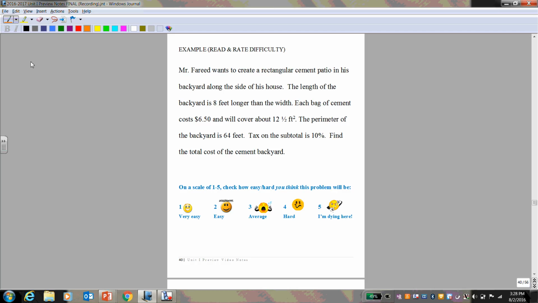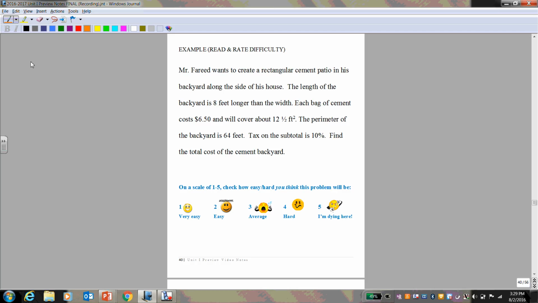Mr. Fareed wants to create a rectangular cement patio in his backyard along the side of his house. The length of the backyard is 8 feet longer than the width. Each bag of cement costs $6.50 and will cover approximately 12.5 feet squared. The perimeter of the backyard is 64 feet. Tax on the subtotal is 10%. Find the total cost of the cement backyard.